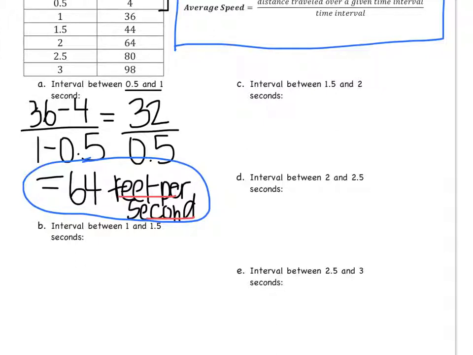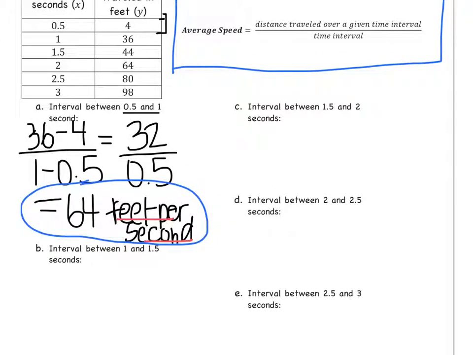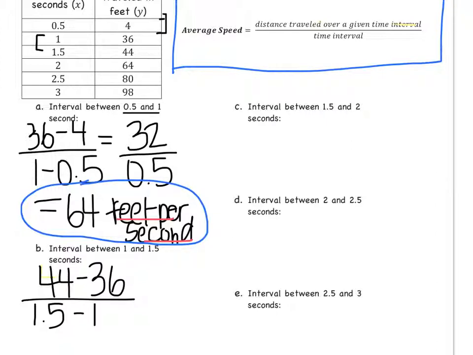So I see the distance went from 36 to 44. In order to figure out the distance traveled, I need to subtract those two distances. So I'm going to do 44 minus 36 over 1.5 seconds. My time interval goes on the bottom. So I started at 1 second and went up to 1.5 seconds. So to find my time interval, I have to subtract. So now I have my formula set up.